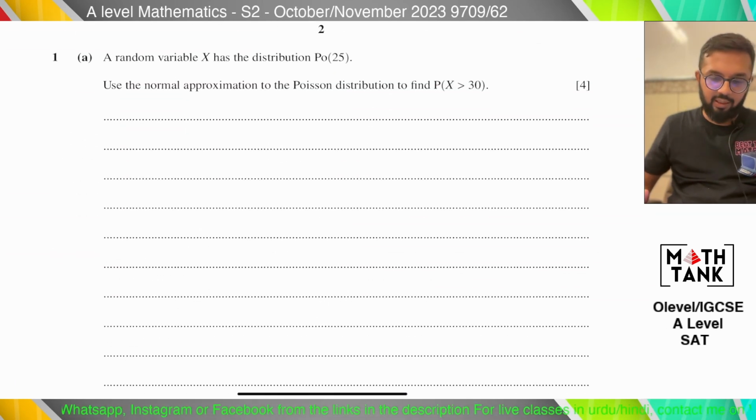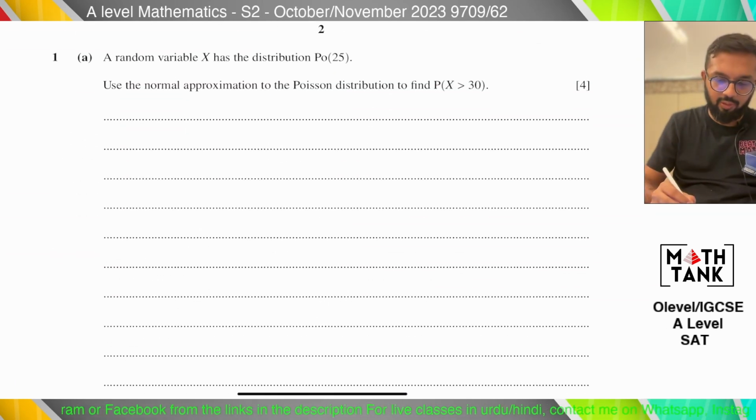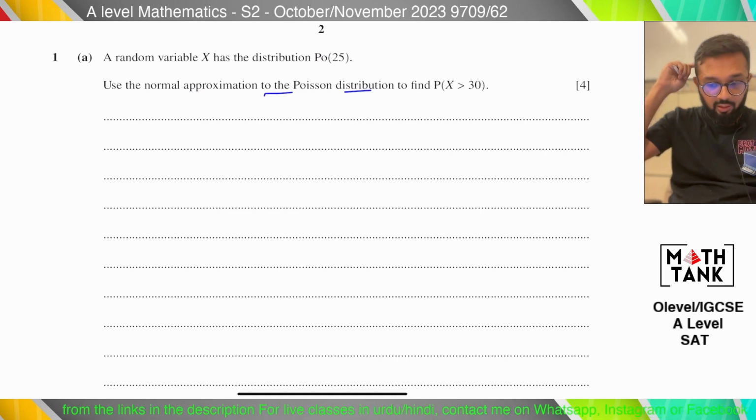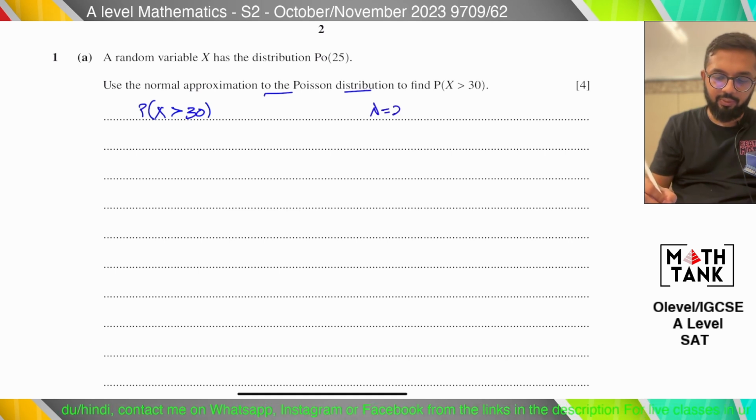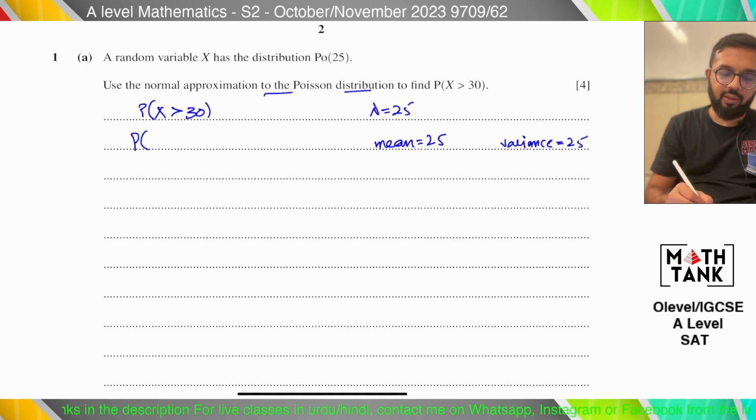It says a random variable X has the Poisson distribution. Use a normal approximation to the Poisson distribution to find the probability of X greater than 30. Okay, so lambda is equal to 25, which means that the mean is 25 and the variance is also 25, but I still have to do a continuity correction. So I'm going to say that this becomes X is greater than 30.5.